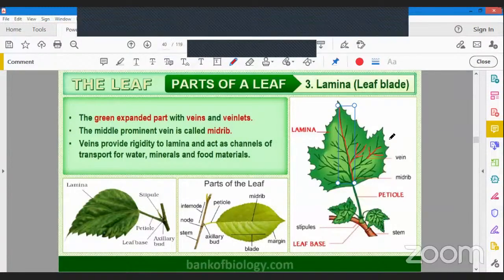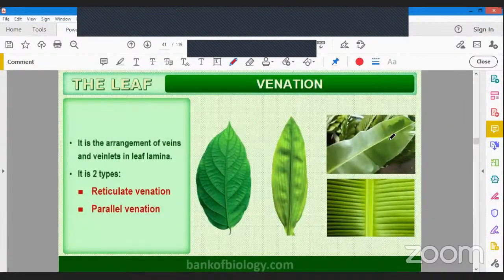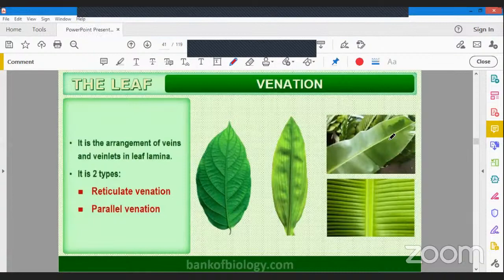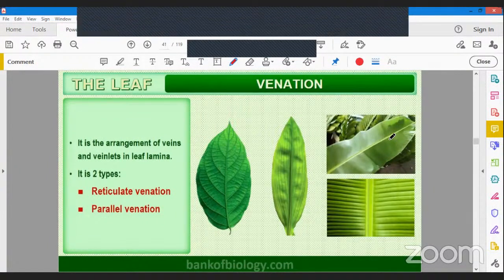Done. So we go to the next part. Look, venation. How the veins are arranged. If they are arranged parallelly, then it is called parallel venation. If they are arranged in the form of a network, then it is called reticulate venation.